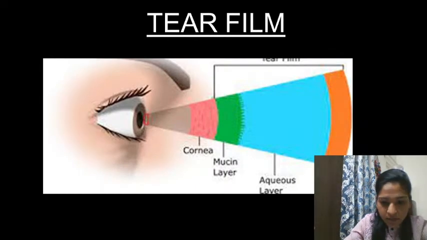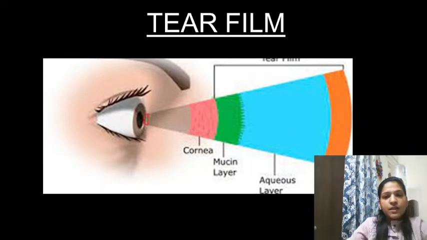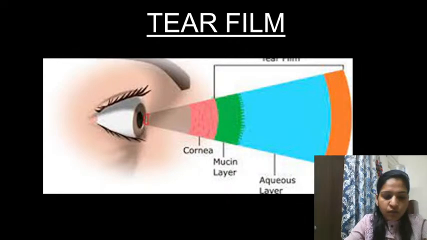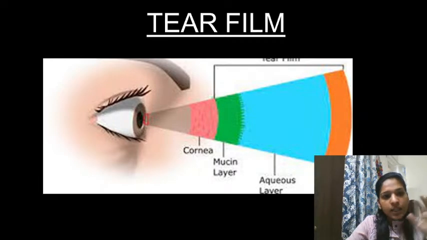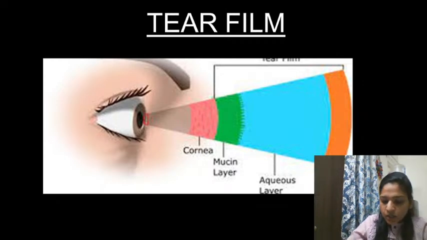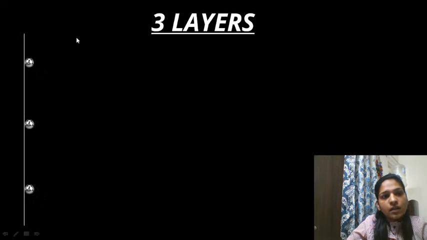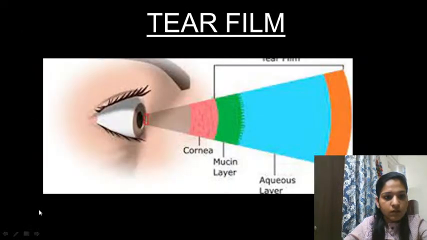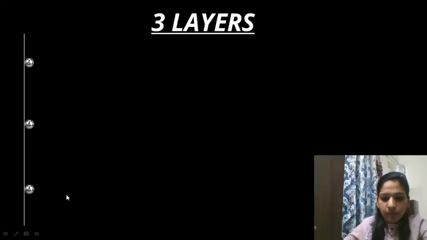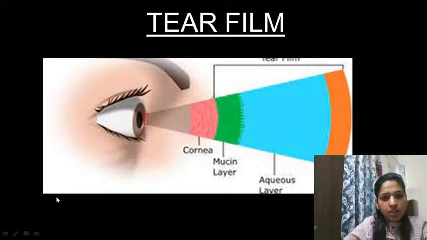So over the conjunctiva and the cornea there lies a tear film. So basic function of the tear film is to lubricate the eye. It allows a smooth movement of the eyelid over the conjunctiva, and also it allows a clear environment for the cornea to see, and also it provides nutrition to the cornea, as cornea is an avascular structure.